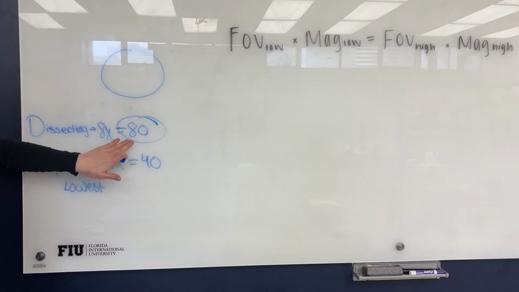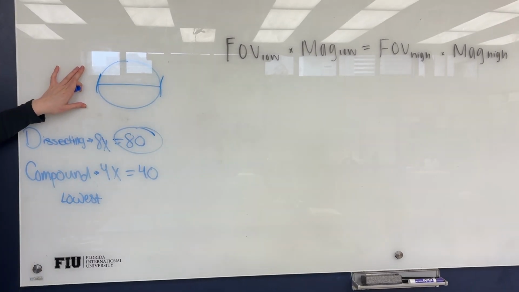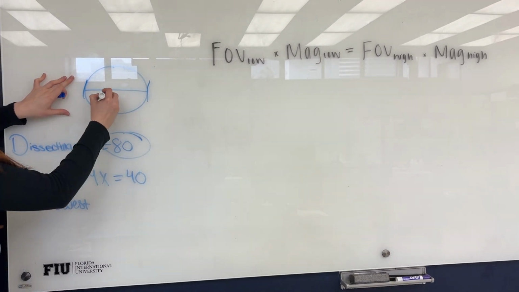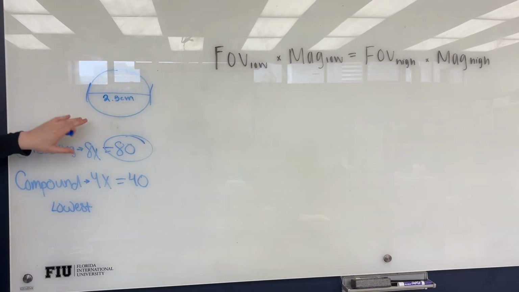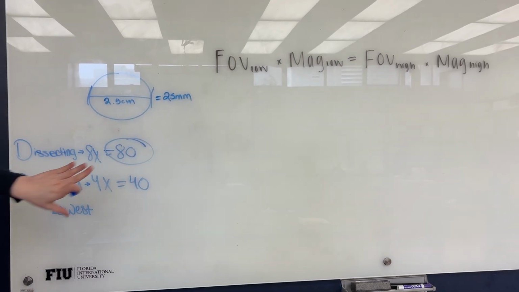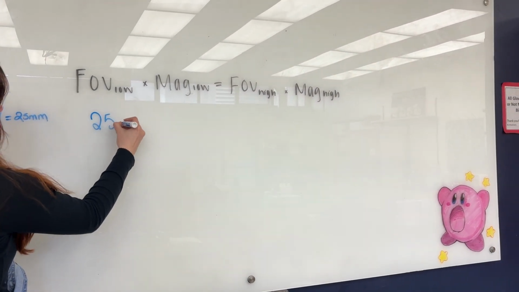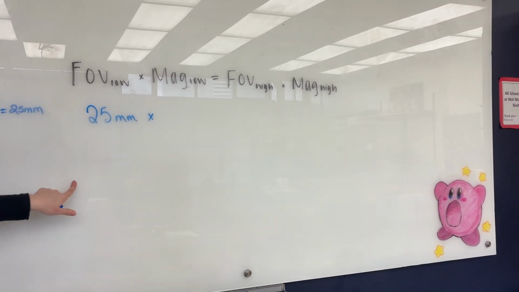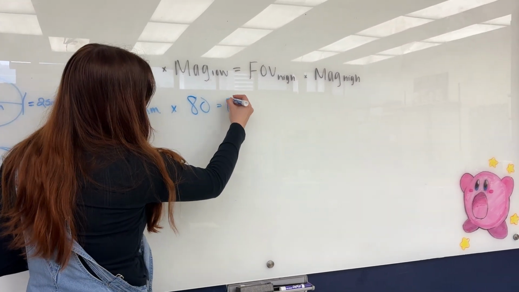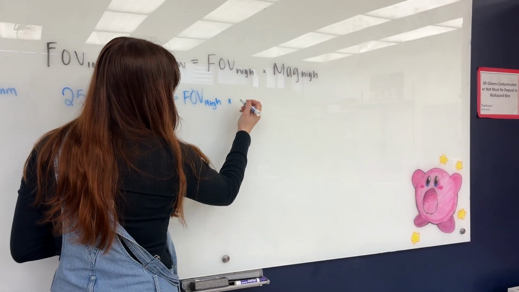So I'm going to put my microscope at the lowest magnification, and slide a ruler under it and measure this. The rulers that were provided are in centimeters, and we need this measurement in millimeters. When I put the ruler under the dissecting microscope, I find that this is 2.5 centimeters, which is equal to 25 millimeters. So the length of that circle at my lowest magnification will be plugged in over here. My FOV low, which I just measured, was 25 millimeters, times my magnification low, which again, since I'm using a dissecting microscope, is 80, equals my FOV high, which is what I'm trying to figure out, times my magnification high.